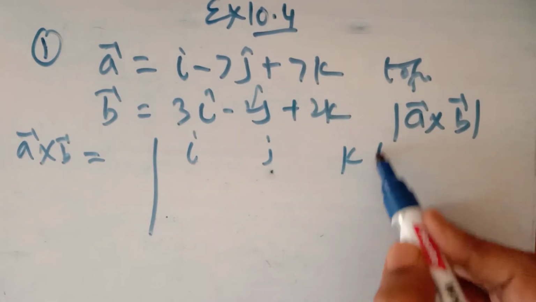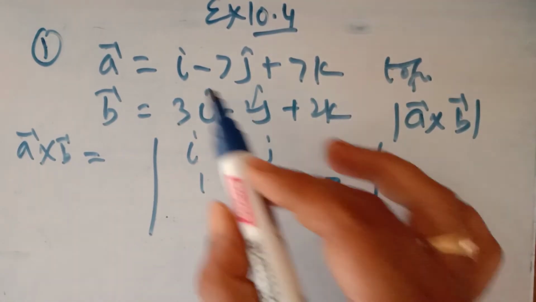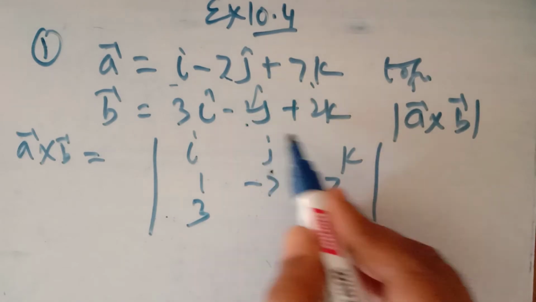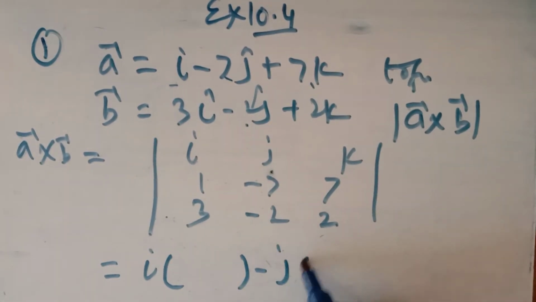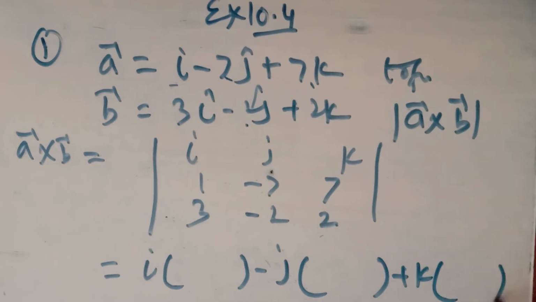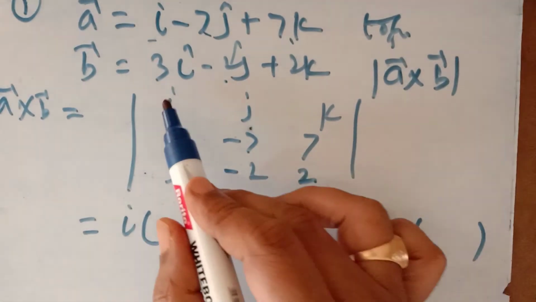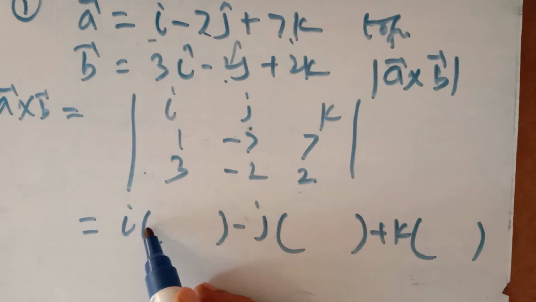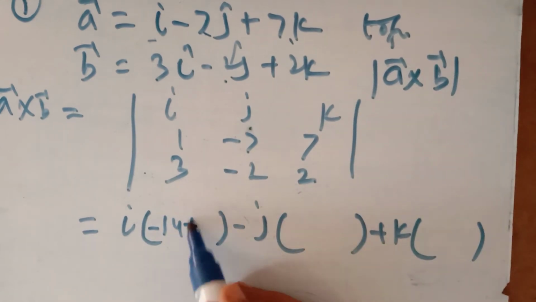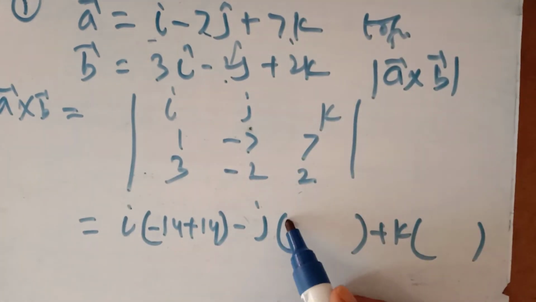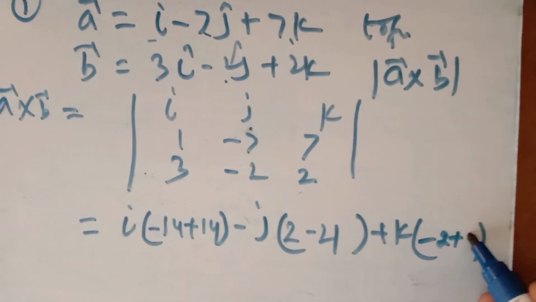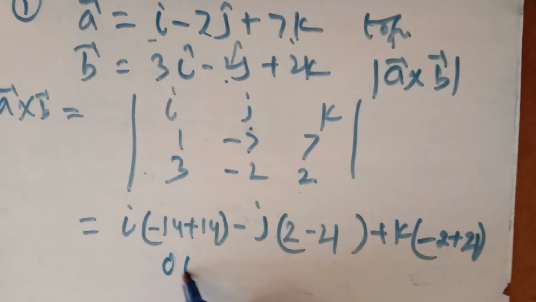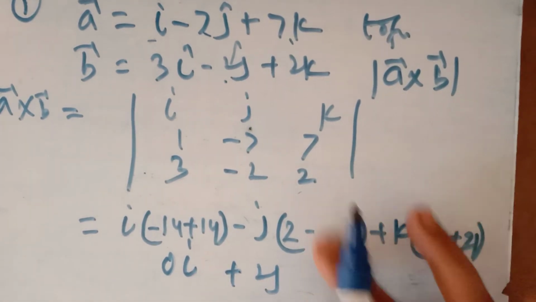I have just explained it. Take the determinant with rows 1, minus 7, 7; 3, minus 2, 2, and expand it along the first row. You know how to expand it. The first element is minus 14 plus 14, the second element is 2 minus 21, and the third element is minus 2 plus 21.